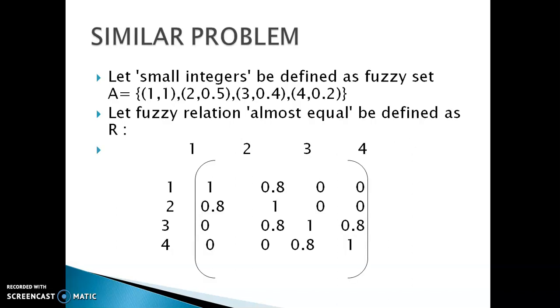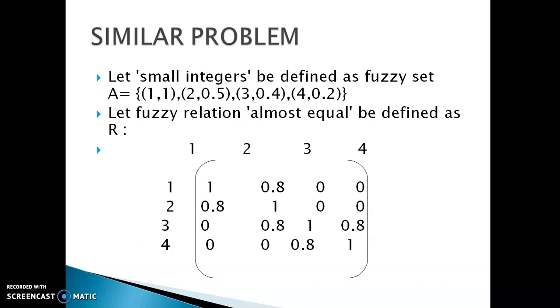So let's see a similar problem. Let small integers be defined as a fuzzy set A equals {(1, 1), (2, 0.5), (3, 0.4), (4, 0.2)}. Here 1, 2, 3 and 4 are the elements and 1, 0.5, 0.4 and 0.2 are the membership functions. Let the fuzzy relation almost equal be defined as R, with rows: 1, 0.8, 0, 0; 0.8, 1, 0.8, 0; 0, 0.8, 1, 0.8; 0, 0, 0.8, 1.